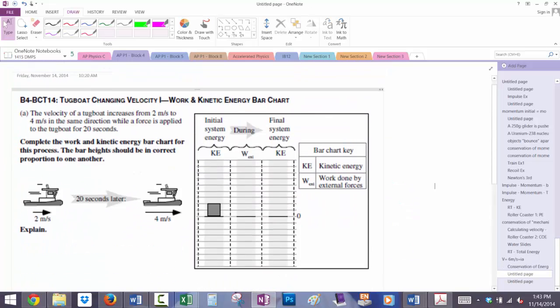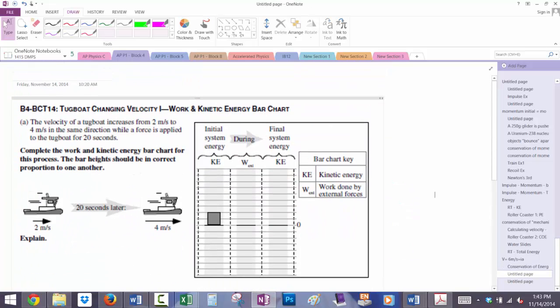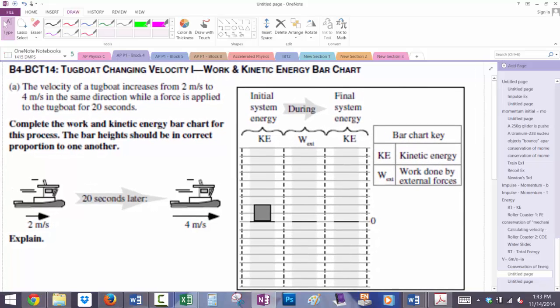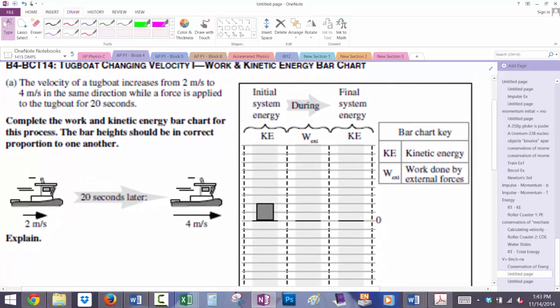I think I want to do this one first. Let's see. I don't know if you can read this very well because it's kind of a funny picture, but let me make it a little bit bigger and then I'll read it to you so you can understand what's going on. It says the velocity of a tugboat, so tugboats instead of frogs, but same kind of deal, increases from 2 meters per second to 4 meters per second in the same direction while a force is applied to the tugboat for 20 seconds.